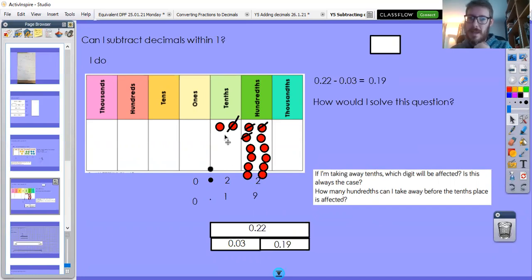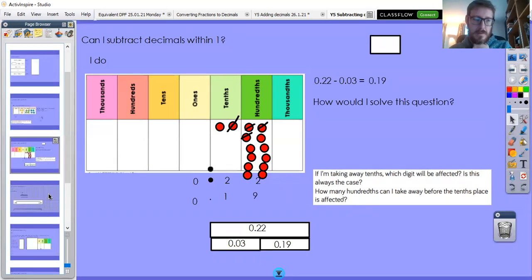But if I've got 1/10 in here and I'm trying to take away 2/10, then the ones would be affected too, because I would need to exchange any ones for tenths so I could take away the tenths. And then how many hundredths can I take away before the tenths place is affected? So I guess that would depend on how many hundredths you had. But if you had 9 hundredths there, as soon as you take away more than 9, then you're going to need to start thinking about exchanging from the other places as well. So, moving on.